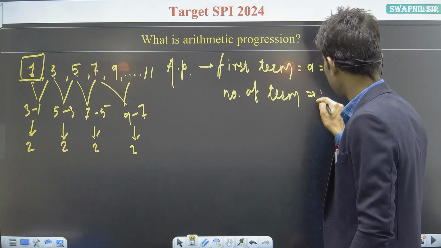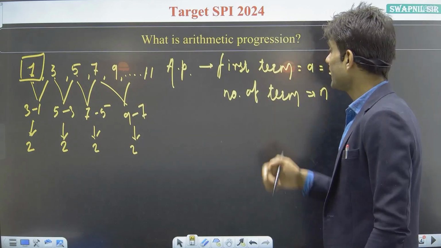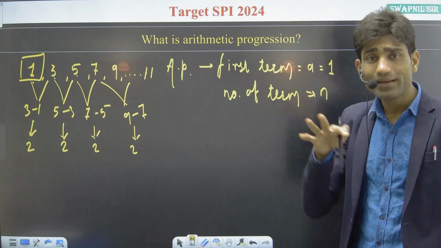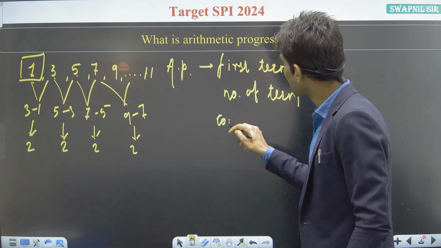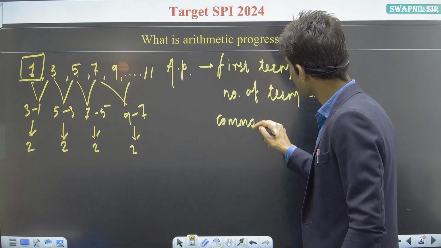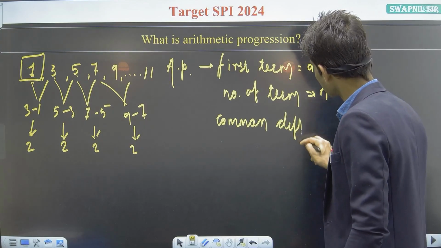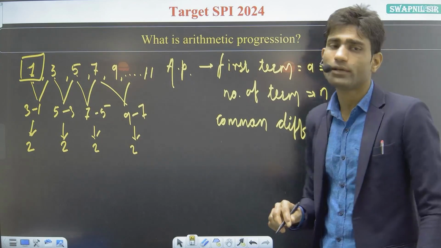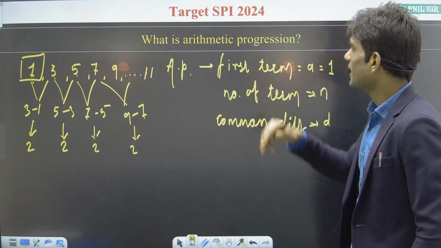Number of terms, we denote it as n. Now the next part: we have the first term, the total number of terms, and after that the common difference. It is one of the important ones here. Common difference is denoted as D in our arithmetic progression.